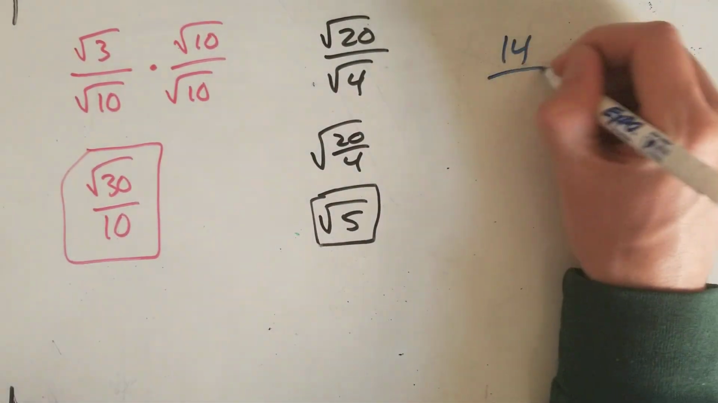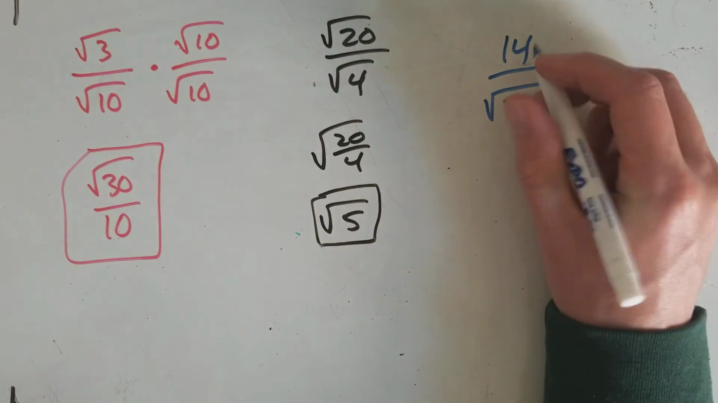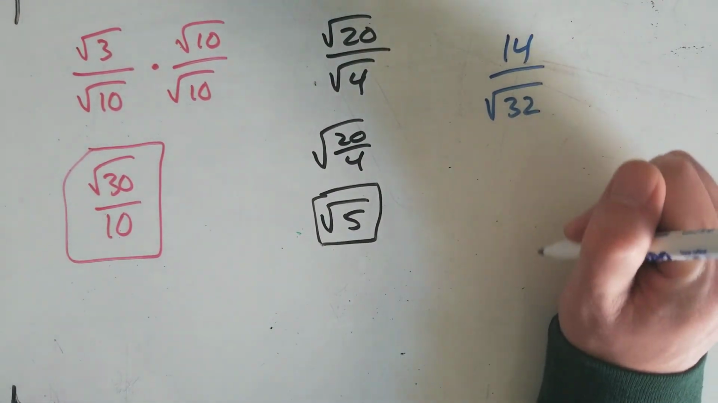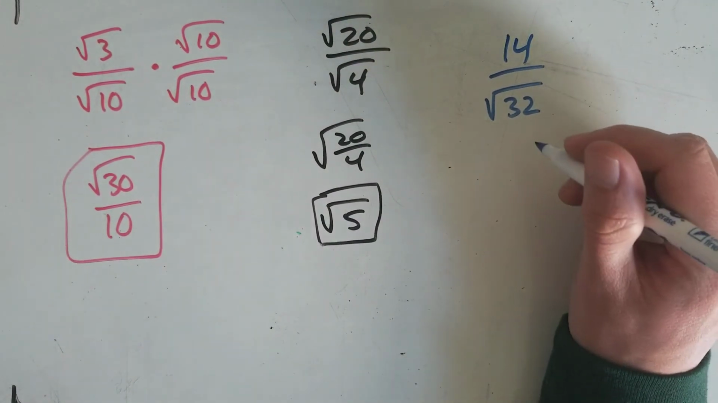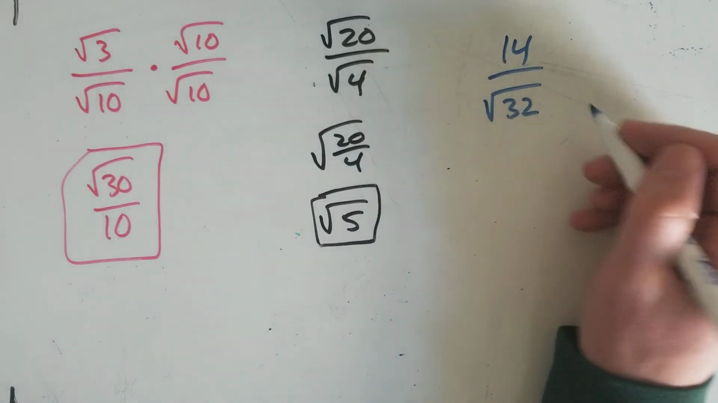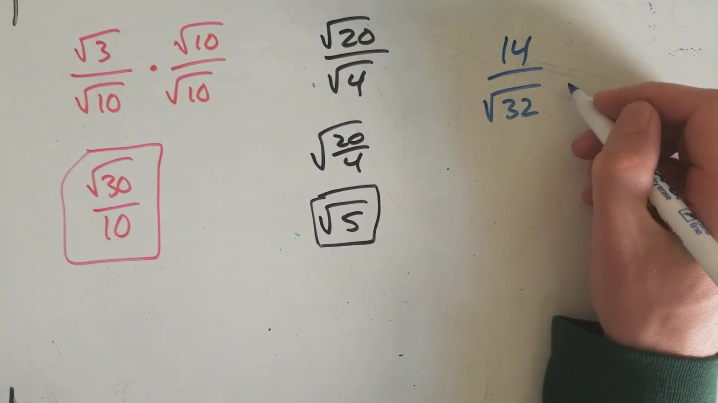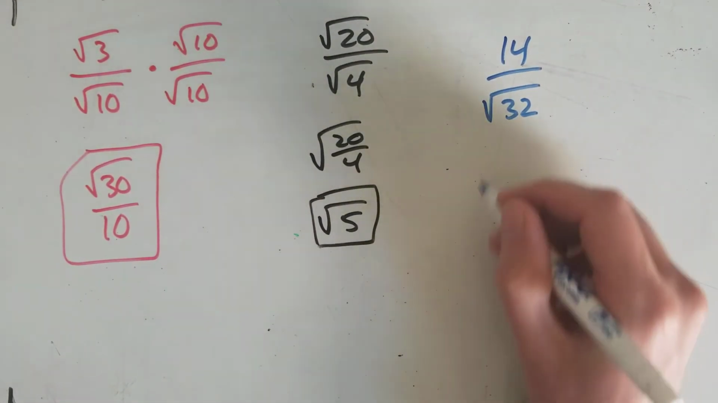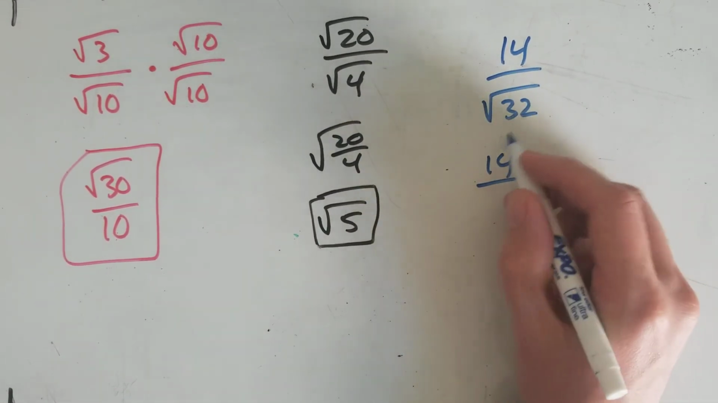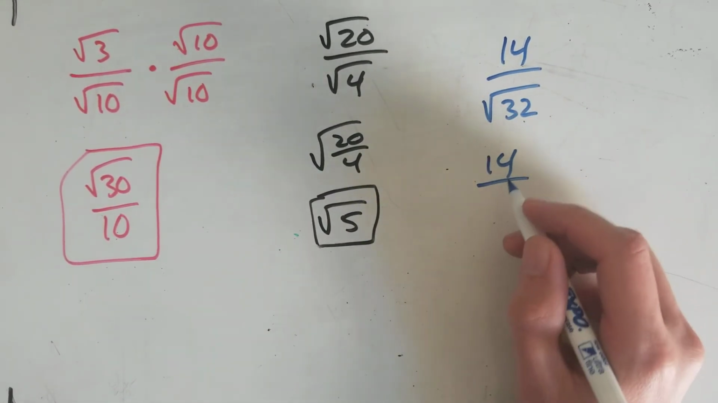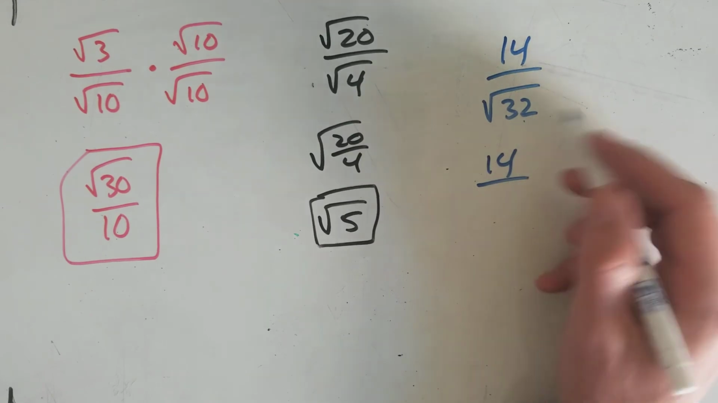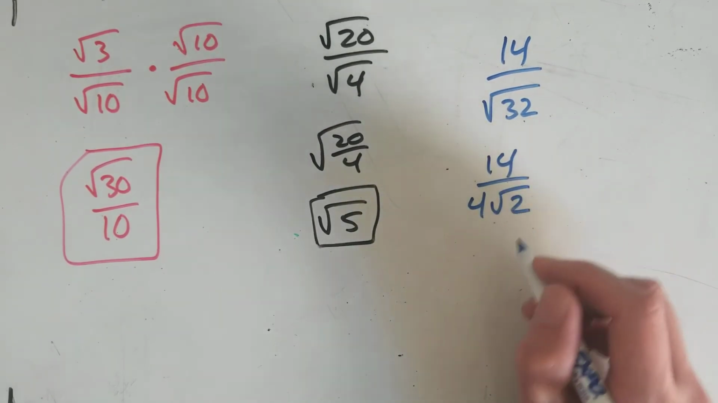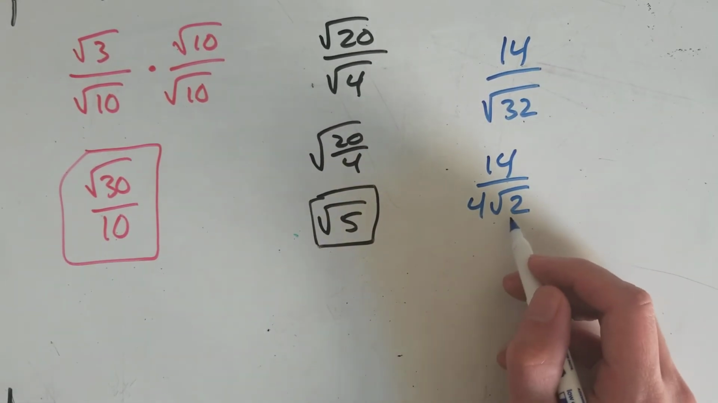And our last one, though, of the day, we have 14 over the square root of 32. So if you want to simplify first, you can. If you wanted to rationalize first, you can. I'm going to simplify. So we end up with 14 and 32. I know 16 goes into that. So 16 times 2, the 16 will come out and become a 4. So you'll end up with 4 root 2 in the denominator.